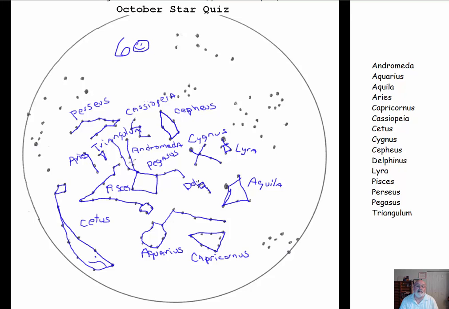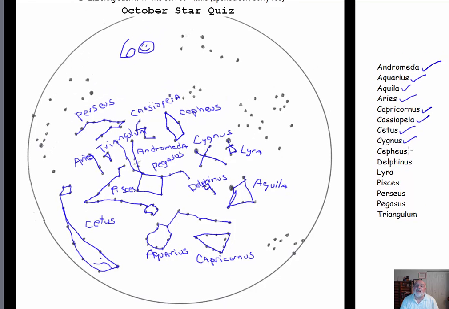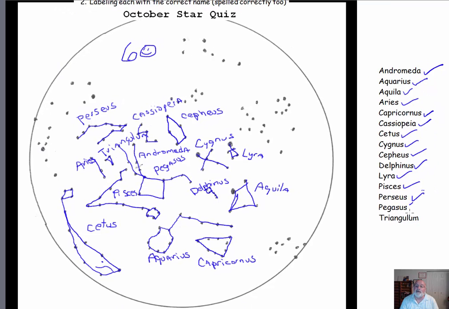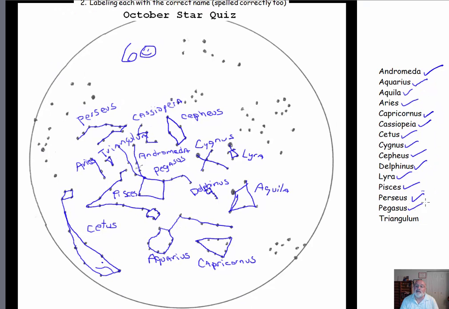And it's always wise to take a look around and see if you did name each of those. So I found Andromeda, I found Aquarius, found the eagle, found the ram, found the sea goat, found the queen, found the whale, found the dove, or the swan, sorry, found the king, come on, found the dolphin, found the harp, found the fish, found the guy, found the flying horse, stop it, and found the triangular. I got my 60 points. Okay, that's it, October stars. Thank you.